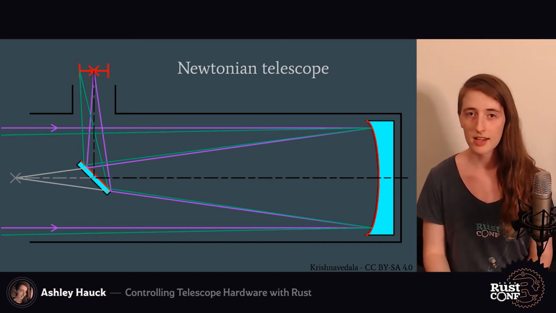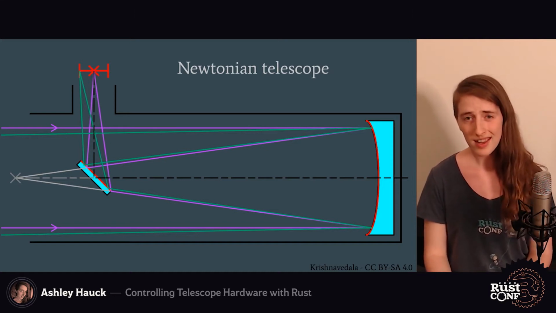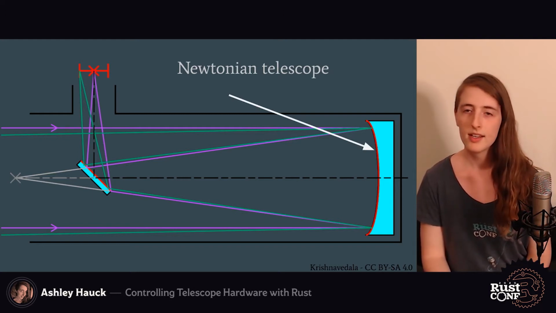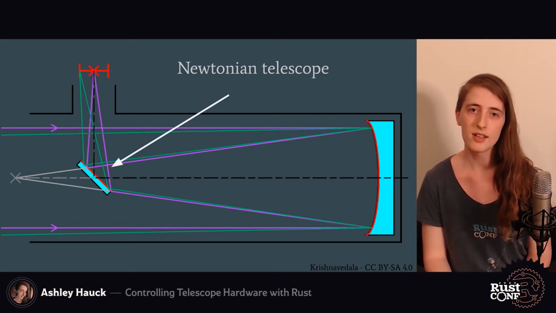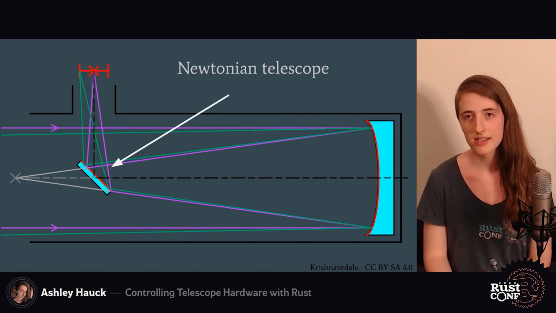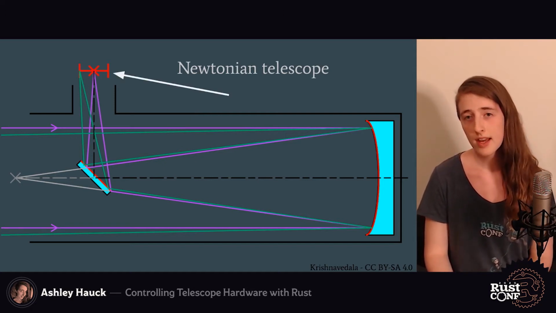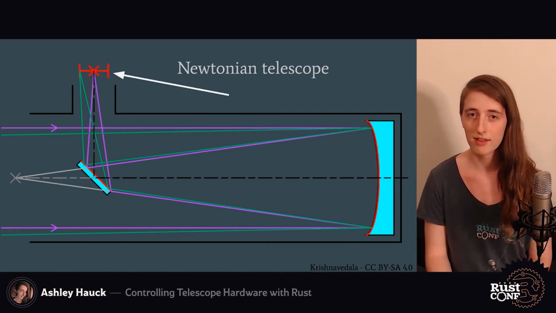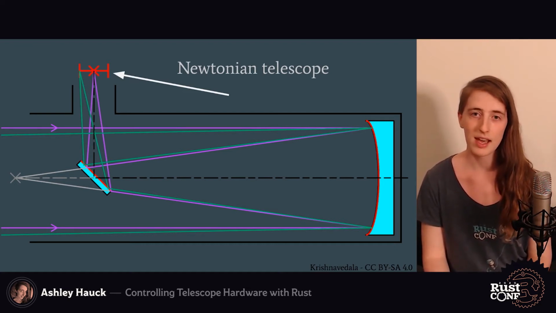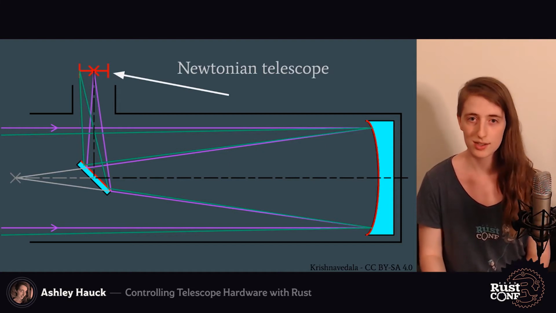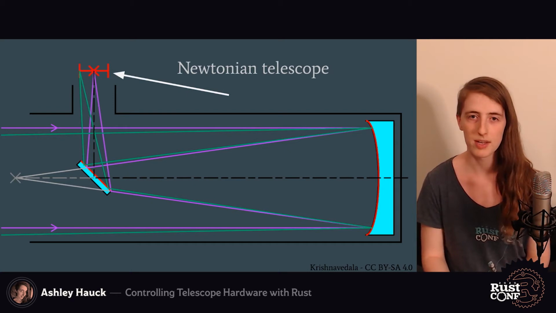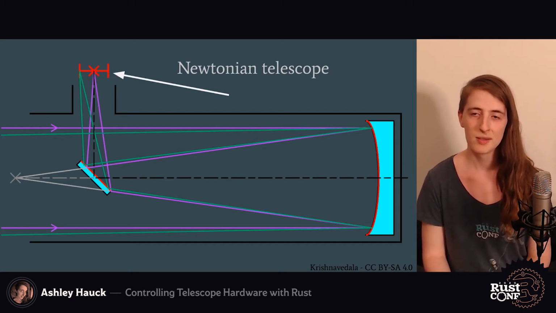This is a Newtonian telescope, which is what I have. Light comes in on the left, bounces off a parabolic mirror on the right, then on the left here is a secondary mirror that redirects the light up top. Normally, if you were looking through this telescope with your own eyes, you would have a lens here, but instead we have an image sensor that sits directly on the focal point and collects the data, and then we can pull the data off this camera.